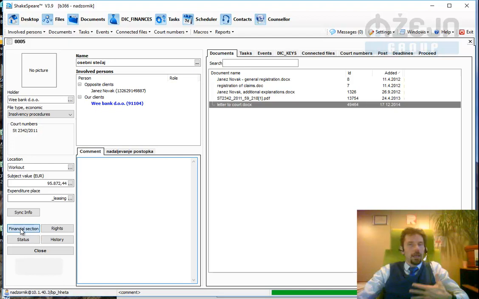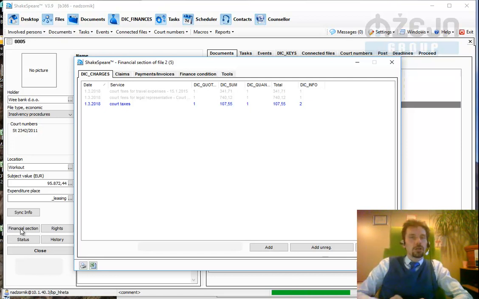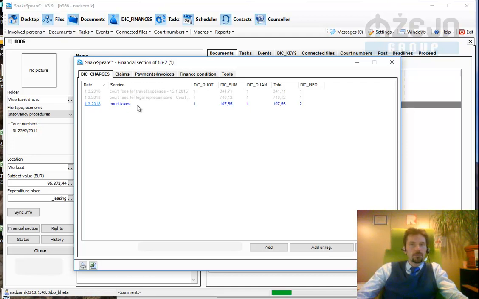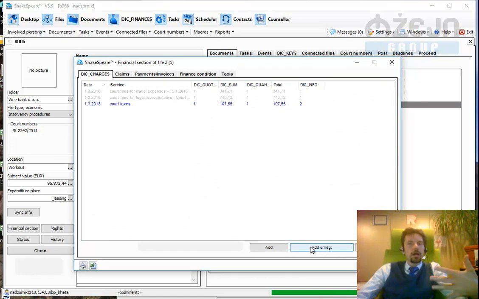Each and every case can have its financial section, and the financial section is further broken down into different pillars. The first pillar is court charges. Court charges or court fees are presented here. For this particular case, we can see court fees for travel expenses, court fees for legal representative, court taxes, etc. You can add different court fees and taxes from the list of all possible ones, or you can add an additional unregistered fee.